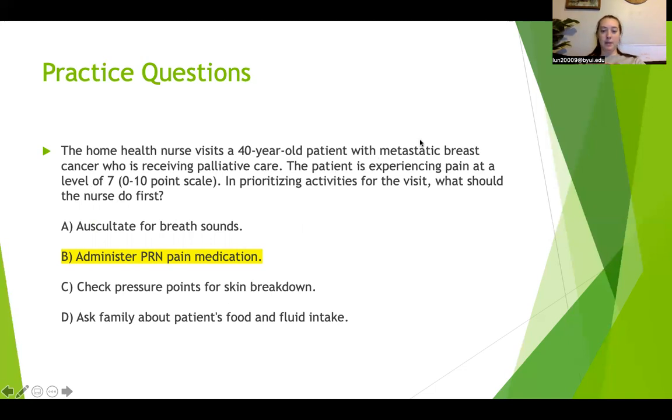And so this is palliative. We're doing symptom care. They have cancer. Cancer priority is pain. So the answer is B, administer PRN pain meds. The rest of the stuff is great things you're going to do, but priority, none of the stuff's going to matter if this patient's still in pain. Also, you should address patients' concerns first. So if they're saying I'm in pain, you should address their pain first.